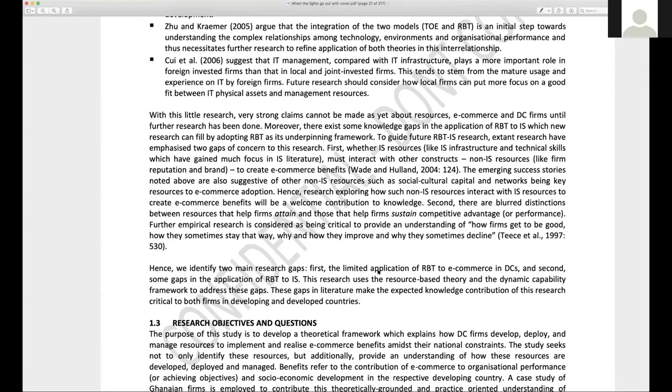Hello? Yes, prof. Okay. So look ahead, we identified two main research gaps. First, limited application of resource-based theory to e-commerce in developing countries. And second, some gaps in the application of resource-based theory to information systems. So even look at here, I'm talking about how the gaps are. One gap has to do with resource-based theory and e-commerce in developing countries, and the other gap has to do with resource-based theory and information systems.